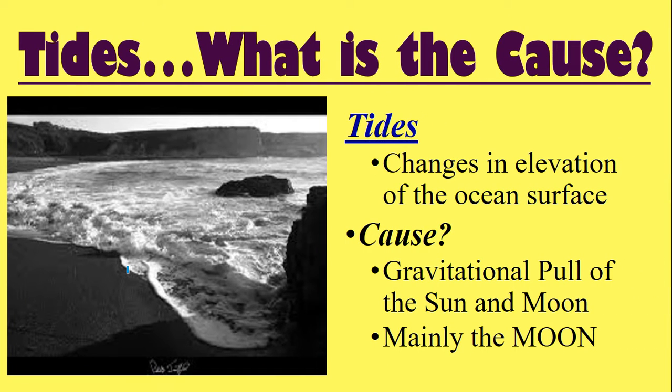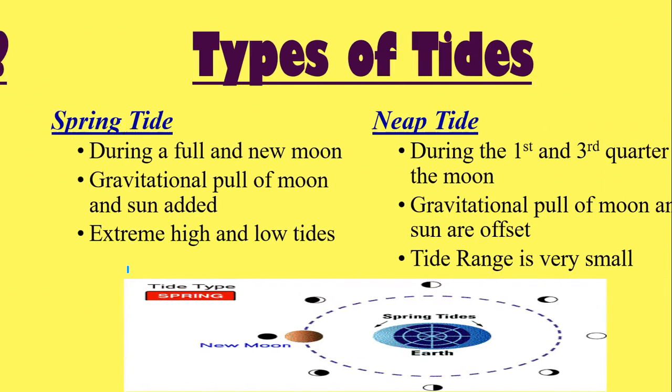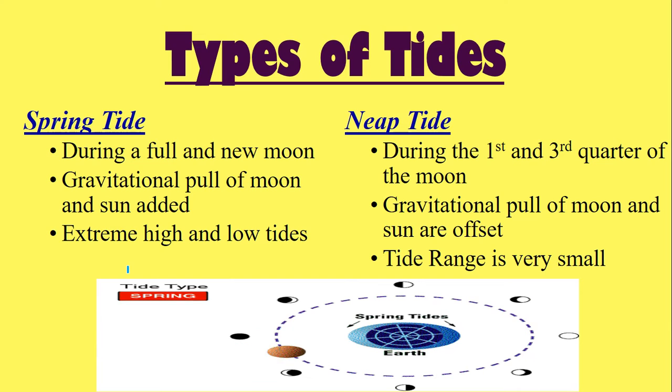Now, tides. What causes the tides? I already mentioned that the moon causes the tides. But a tide is the change in elevation of the ocean surface or the water surface. The tides are caused by the gravitational pull of the sun and the moon. The sun and the moon both play a factor in our tides, but it's mainly the moon. That causes us to have really two types of tides, a spring tide and a neap tide.